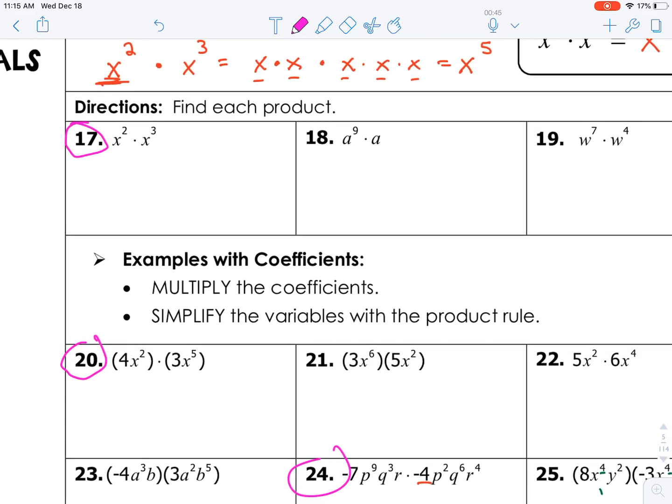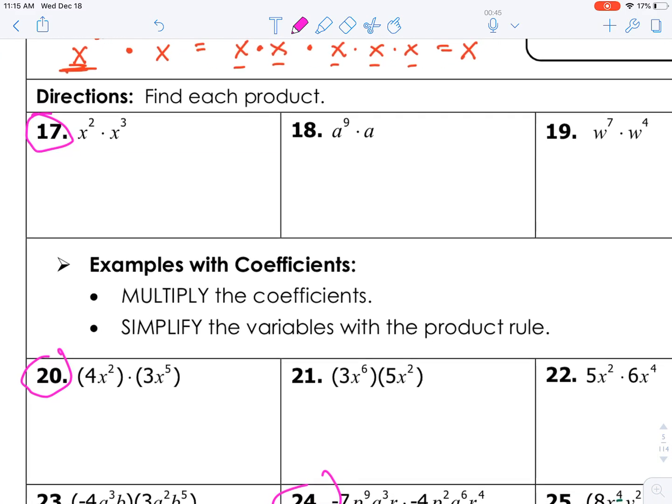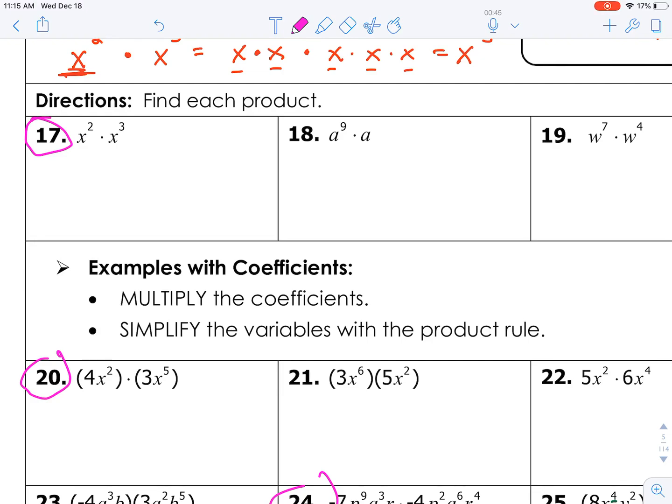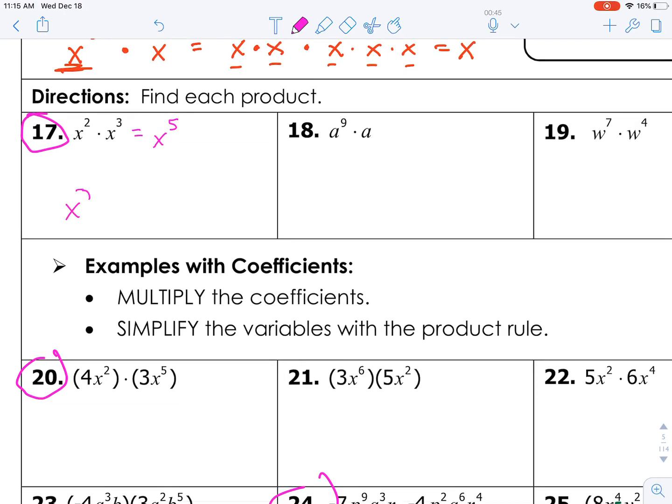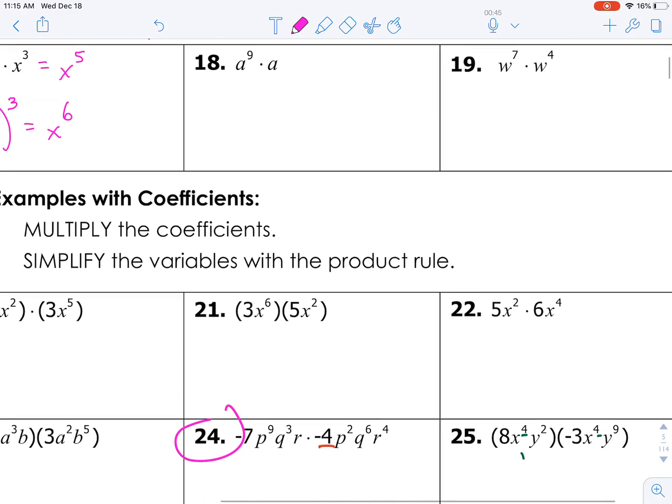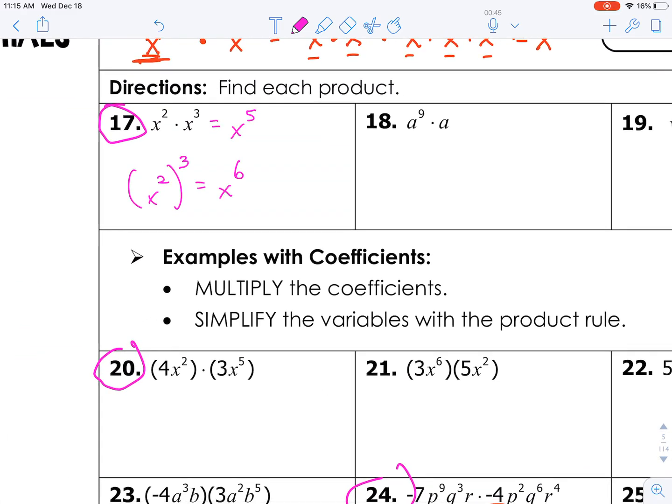So going on to the next ones, 17 is like a level 2, okay? It just shows me that when you see this kind of situation, it's addition. So as a review, that's the addition one. And then when you have this, that's the multiplication one, okay? All right, so that's like level 1, or level 2, that's just x to the 5th.